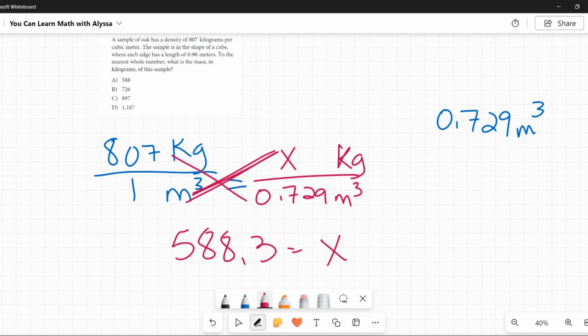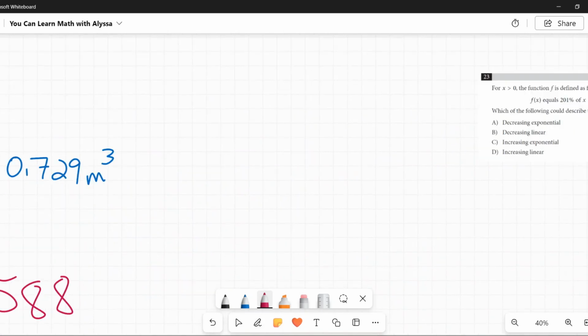588.3 kilograms. And they want to know to the nearest whole number. So that would round to 588. And there it is. A is my answer.